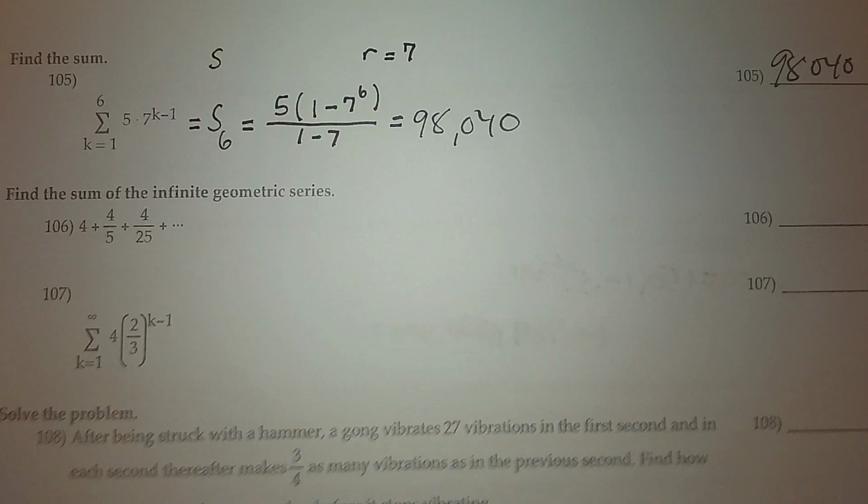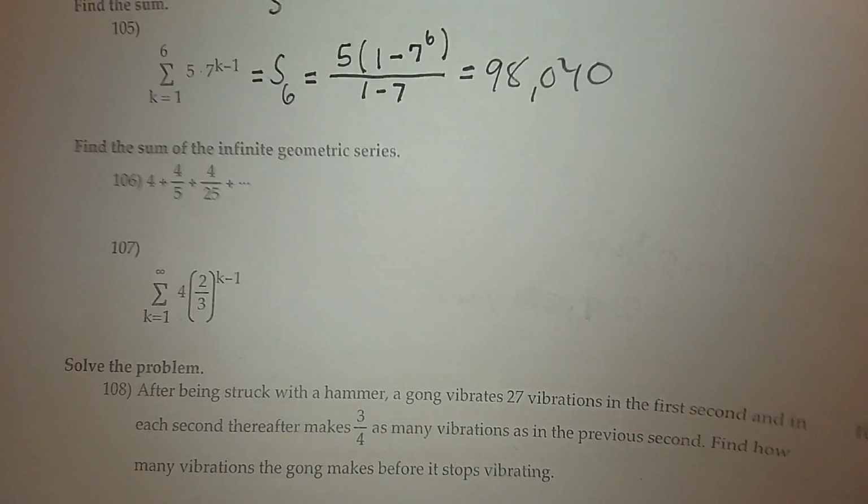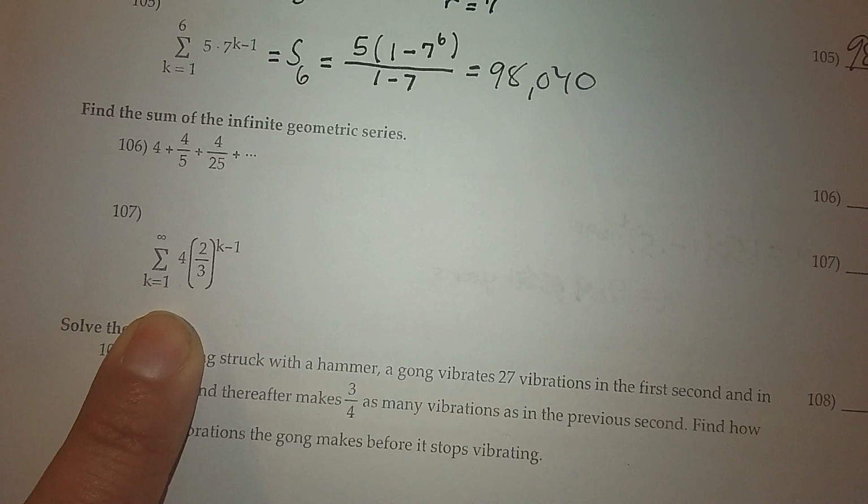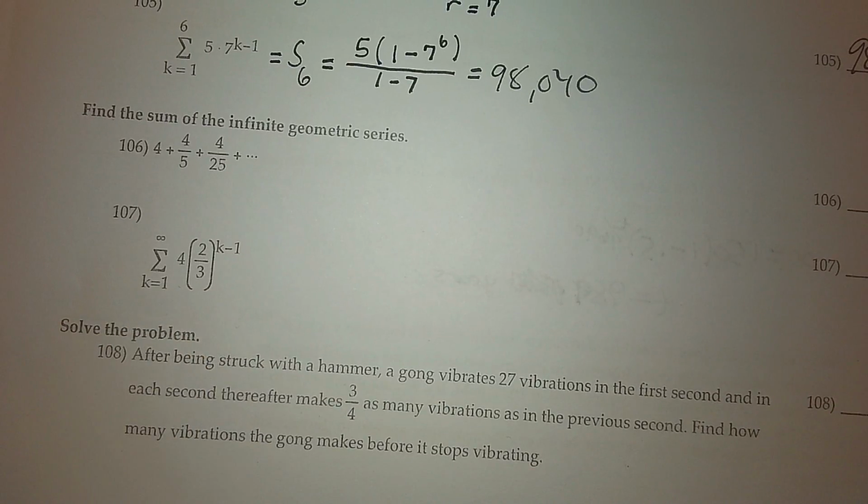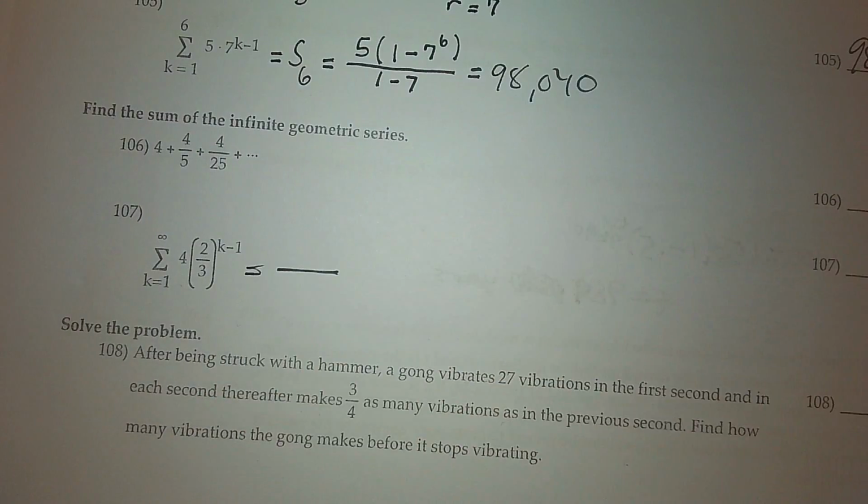Again, sum notation. Again, in 107, stick with me for a few more. What type of series is that? That's right. It's an infinite what? Geometric. Is that a different formula? Infinite? It's easier. So for an infinite, what goes in the numerator?